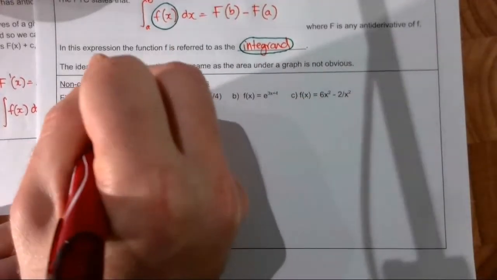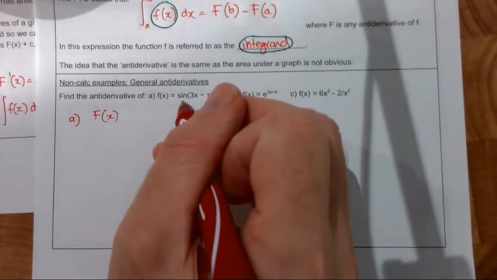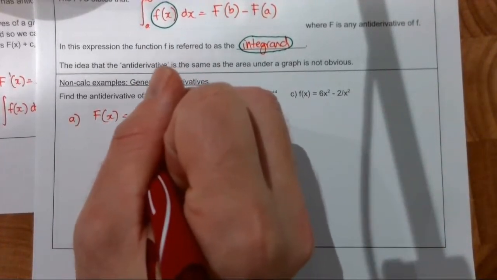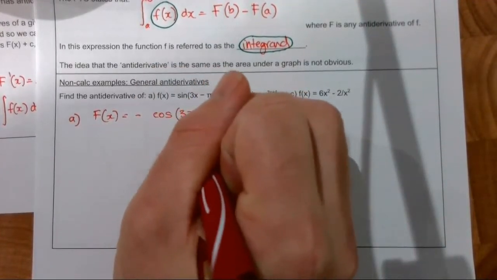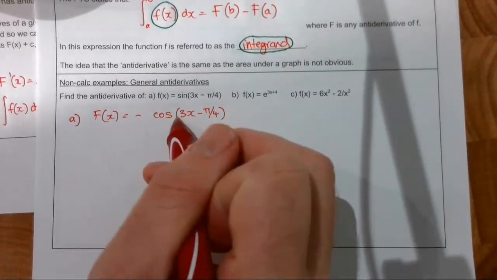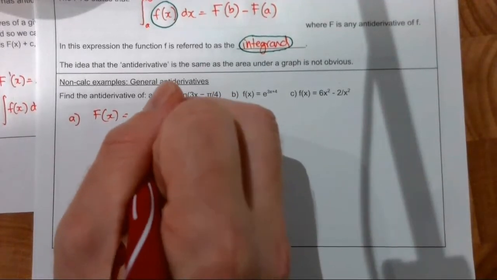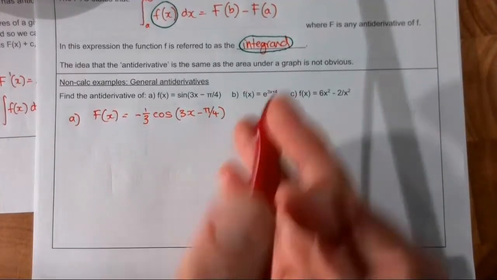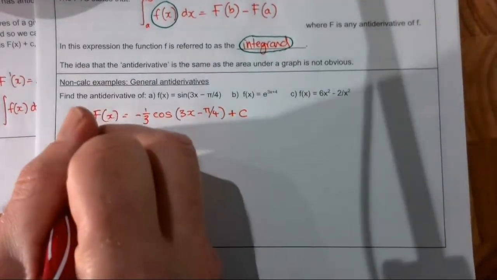If these are all little f, then the antiderivative is given by big F of x, and I'm looking for something which differentiates to give me sine. Well, minus cos will differentiate to give me sine. I'm going to keep the argument or the angle the same, and then what I'm going to think is if I do differentiate this, there's also going to be multiplied by 3 because of the chain rule, so I need to divide by 3. So my answer is minus a third cos of 3x minus pi by 4, but I need to remember, always need to remember, my plus c.